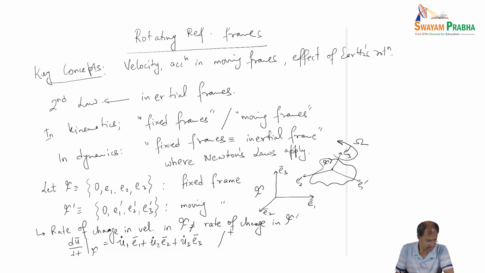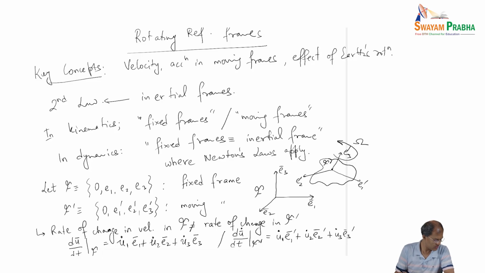And similarly, du/dt at F prime is going to be u1 dot E1 prime plus u2 dot E2 prime plus u3 dot E3 prime. And now, so these are the way we can determine the change in velocities or the change in this quantity u in the various frames.